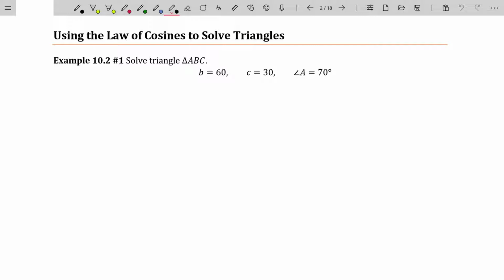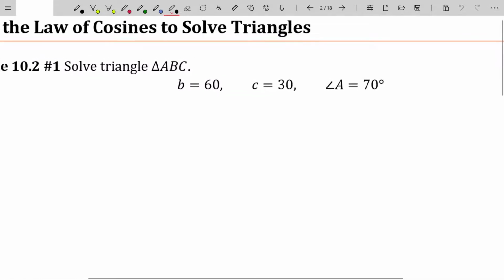I highly recommend that you watch my Law of Sines videos prior to watching this if you haven't done so already, because the techniques that I use to solve triangles using Law of Cosines are incredibly similar to those that I use for solving triangles using Law of Sines, or vice versa.